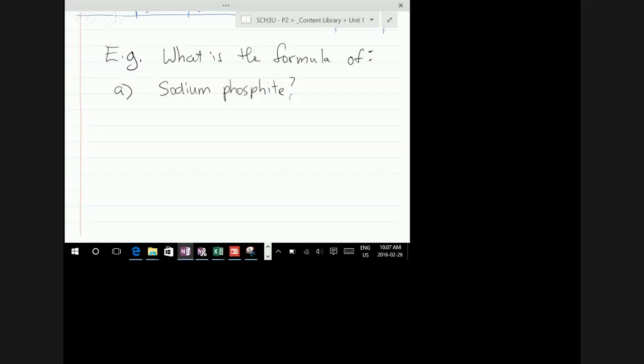Okay. All right. So how would we do this? Yes, you did. All right. So if we're going to crisscross this, what's the formula for sodium? Na. What charge does sodium take? Yeah, it always has a +1 because it's in the first group, right? It only has one electron to lose. What's the formula of phosphite?